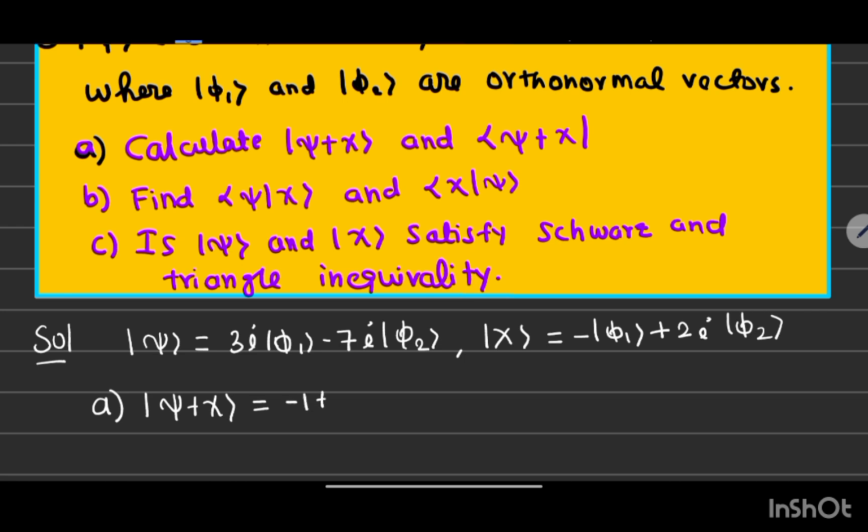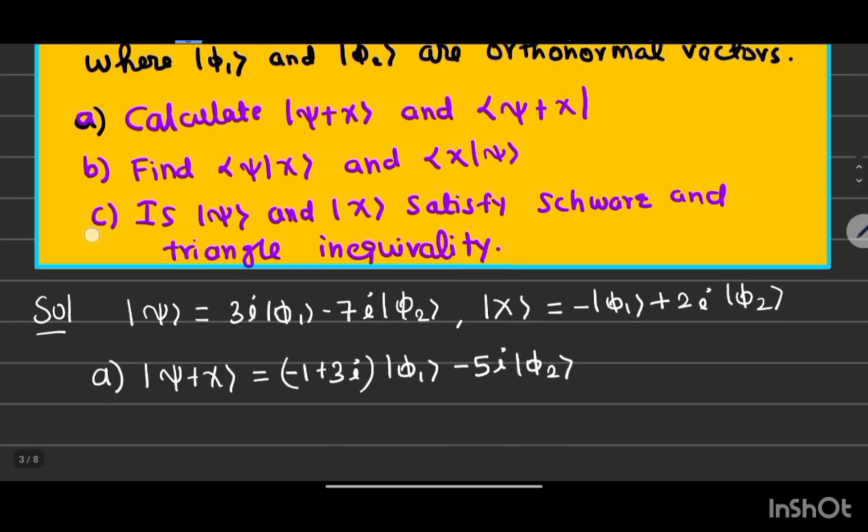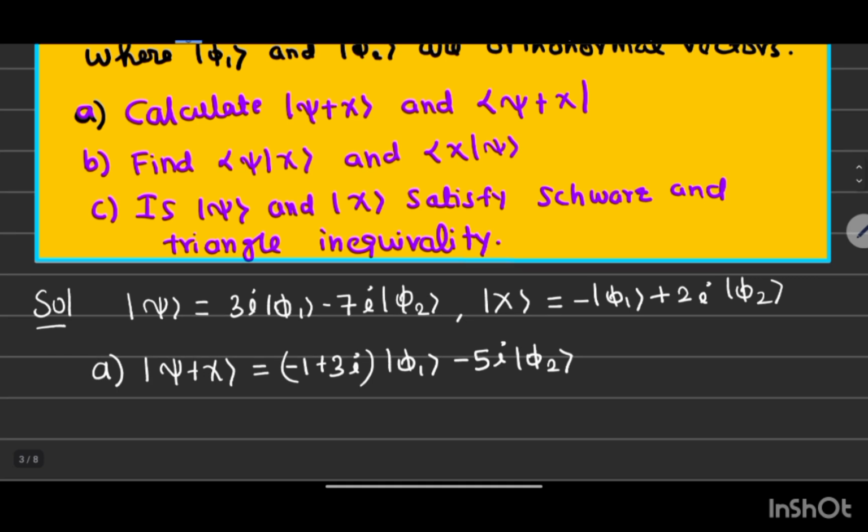Minus 1 plus 3i times phi 1, minus 7i plus 2i, so it is minus 5i times phi 2. Okay, now we have to find the addition of these two vectors in the bra space.